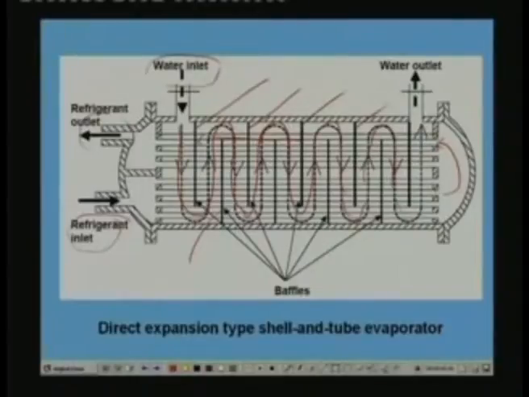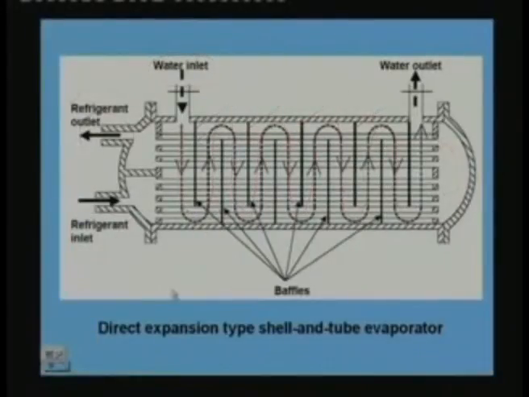As I said, since the refrigerant flows through the tubes, at the end of the tubes you can have superheating. That means the refrigerant that goes out can be a superheated vapor. Now let us look at the other features.